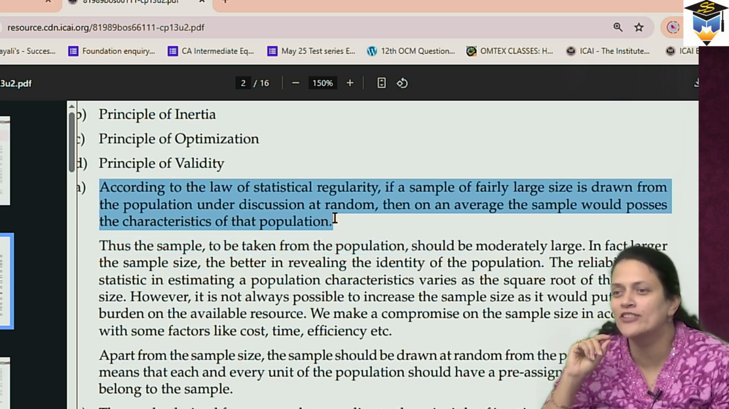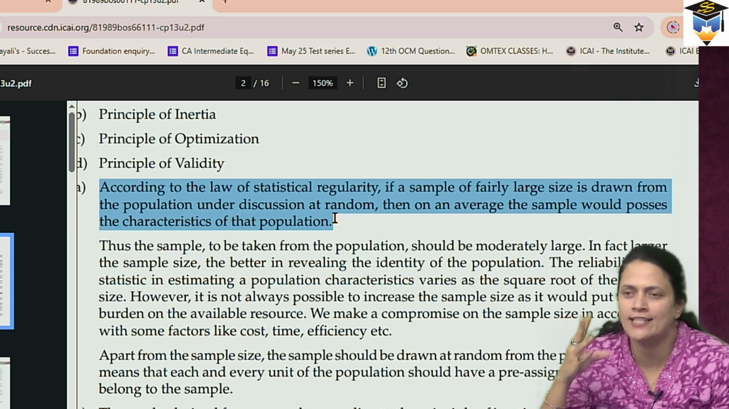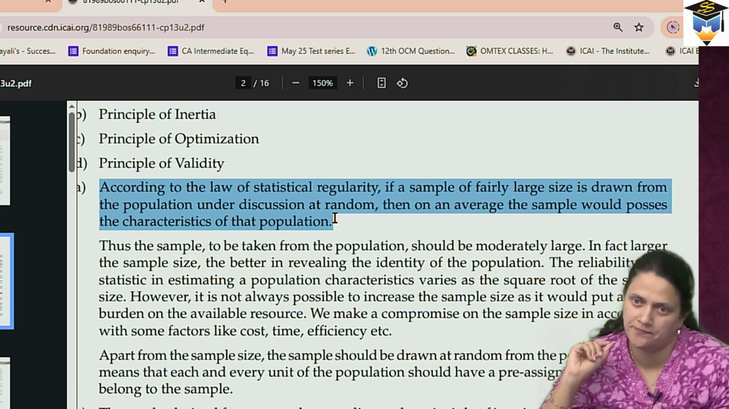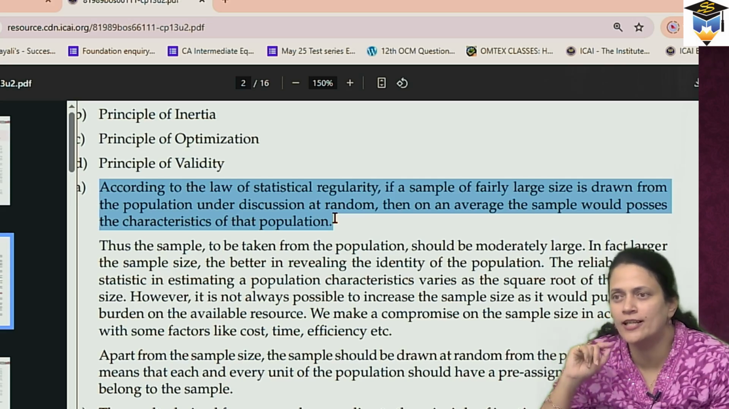What is the meaning of this? Please read this and you can take any example and explain it to me. Anyone. Priya, read and tell me. You can tell, because I know. Tell me.